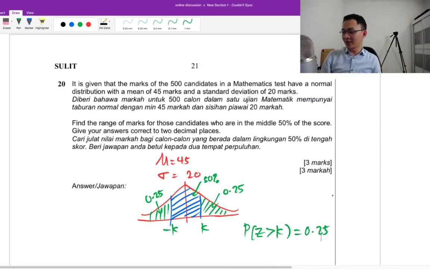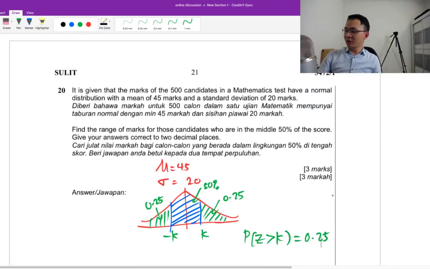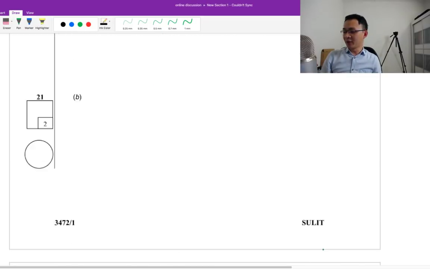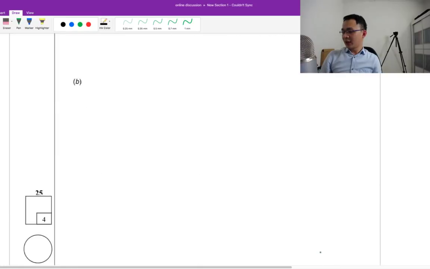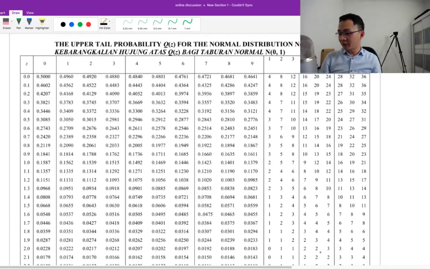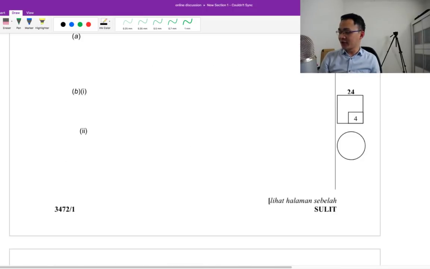I hope you can actually see the question. So now the probability equals 0.25. What I will try to find from the table is 0.25. I hope I have a table here. Yeah, I have a table here. Where's the 0.25 here? 0.25 will be somewhere here, and then need to minus 14. I don't have 14. The nearest one is 13. So I will say it's 0.674. Okay, so it will be 0.674.